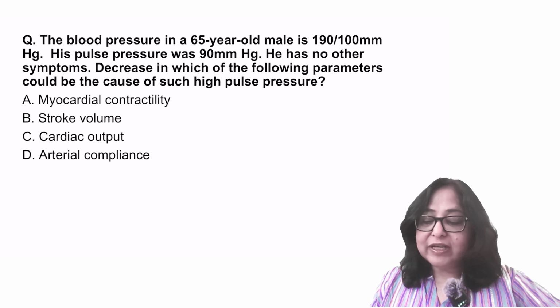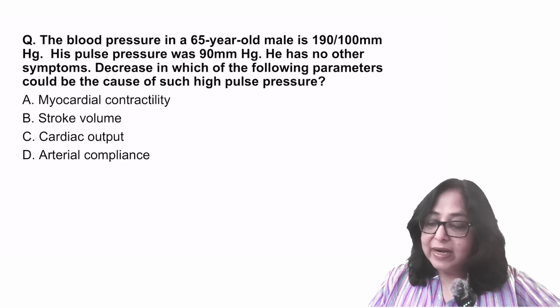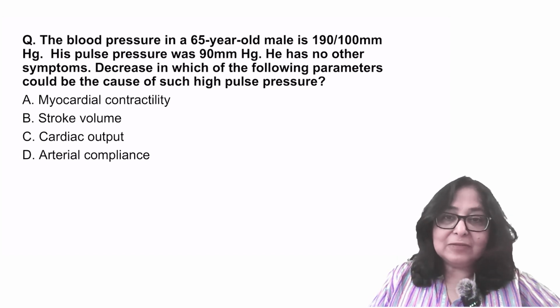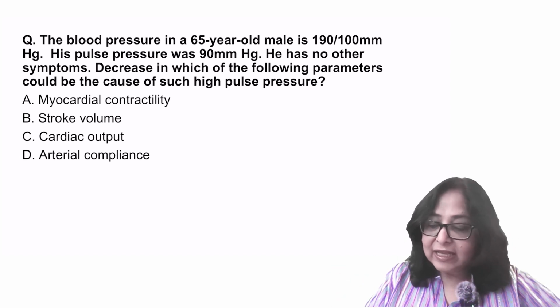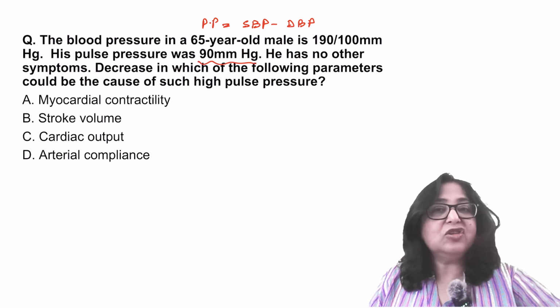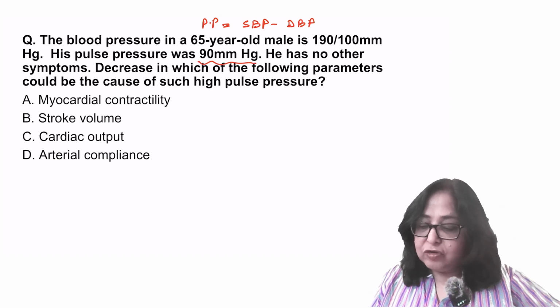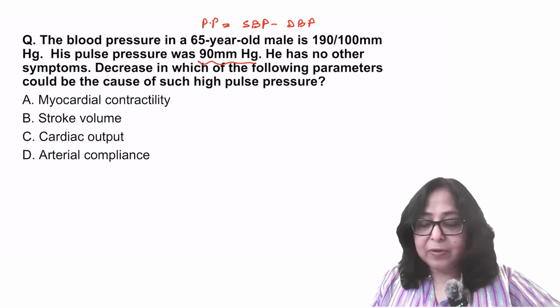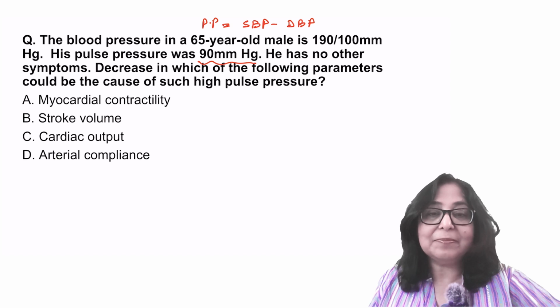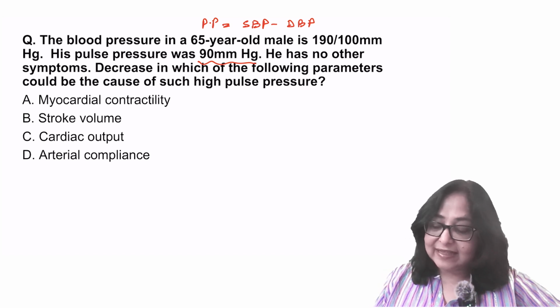The blood pressure in a 65-year-old male is 190 by 100. His pulse pressure, systolic minus the diastolic, is 190 minus 100, which is 90 millimeters of mercury. He has no other symptoms. A decrease in which of the following parameters would be the cause of such a high pulse pressure? Let's try and understand this.